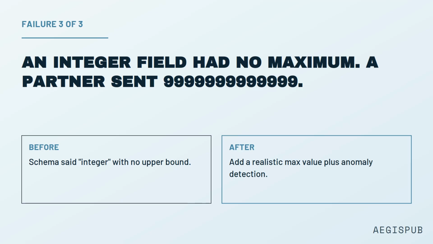Separately, anomaly detection on incoming data volume and field value distributions provides a second layer that catches values that pass schema validation, but are statistically inconsistent with historical patterns from the same source. The role-based lens, three seats at the same problem.